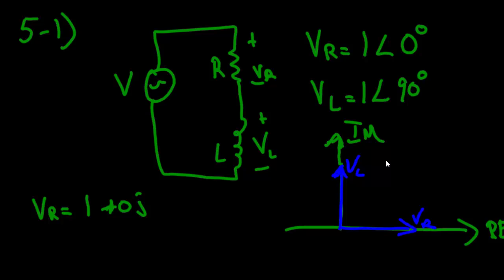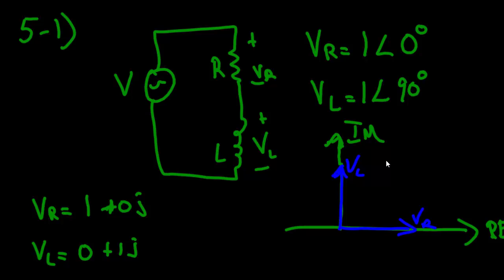Right here? Is this what you're talking about? That one? Yeah, that's VR. And that's VR up here. Yeah, this is VL. And this is VL. So VL now, what do you think VL is going to be? 0 plus 1j, because it only contains an imaginary component.